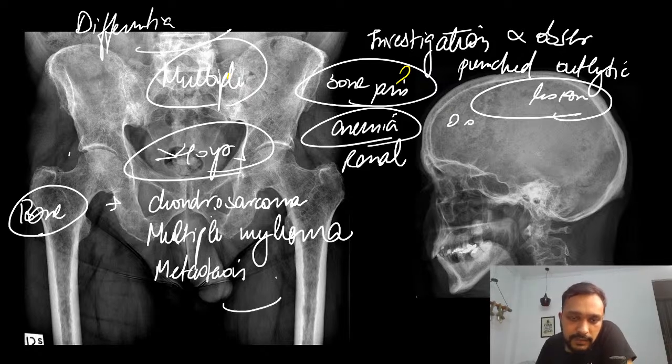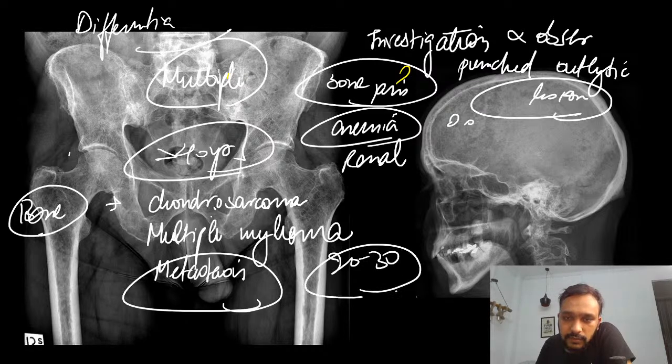Okay, metastasis, right? These tumors, GCT is present between 20 to 30 years of age, right? So metastasis is another very important differential for this case, metastasis.